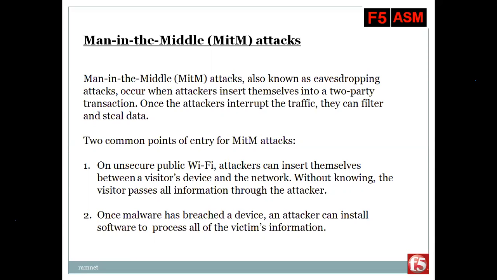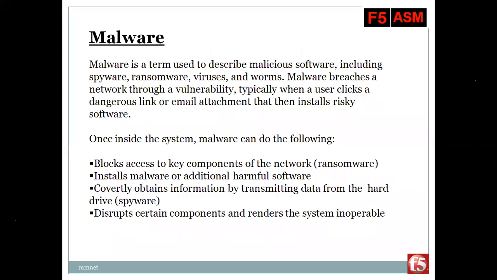Okay. Anyway, on public Wi-Fi, attackers can insert themselves between a visitor's device and the network. Without knowing, the visitor passes all information through the attacker. Once malware has breached the device, the attacker can install software to process all the victim's information. That's the problem: in a MITM attack, he will install the software after attacking. That software will keep getting the information from your phone or device and keep sending it to the attacker whenever you connect to the internet again and again. This is called a man in the middle attack.